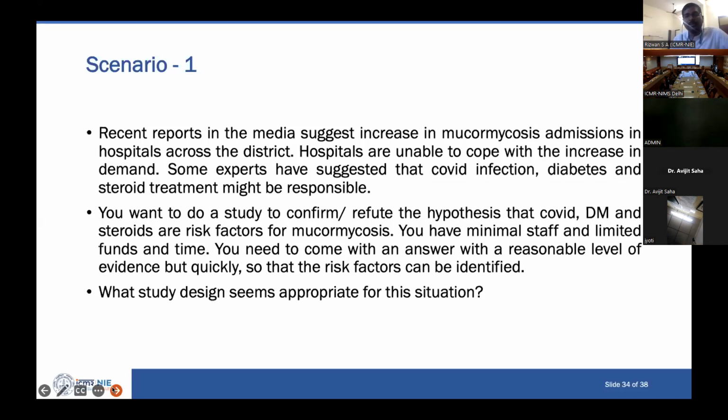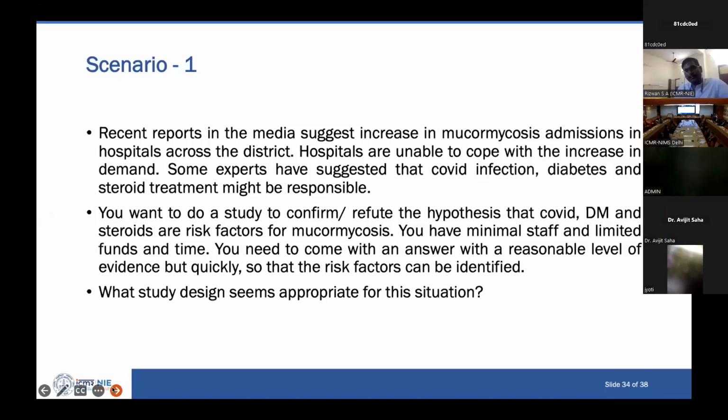So recent reports in the media suggest an increase in mucormycosis admissions in hospitals across the district. Hospitals are unable to cope with the increase in demand. Some experts have suggested that COVID infection, diabetes, and steroid treatment might be responsible for this increase. You want to do a study to confirm or refute this hypothesis that COVID, diabetes, and steroids might be risk factors for mucor. You have minimal staff and limited funds and time. You need to come up with an answer with a reasonable level of evidence, but quickly, so that the risk factors can be identified and addressed. What study design will be appropriate for this situation?